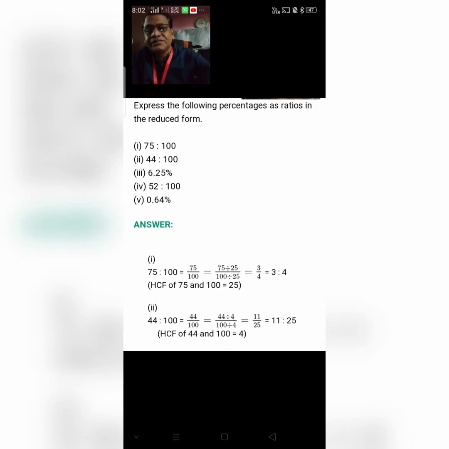See here now. First, 75 is to 100, meaning the first number is 75 and the second number is 100, and the ratio is 75 by 100. Now you have to reduce this ratio, meaning you have to divide 75 by 25 and 100 by 25, then you get 3 by 4, meaning the reduced form is 3 is to 4.